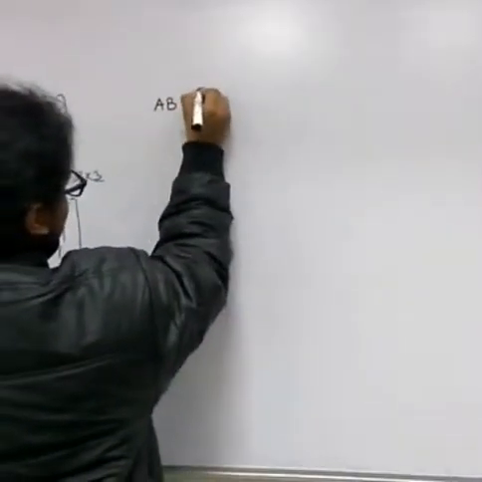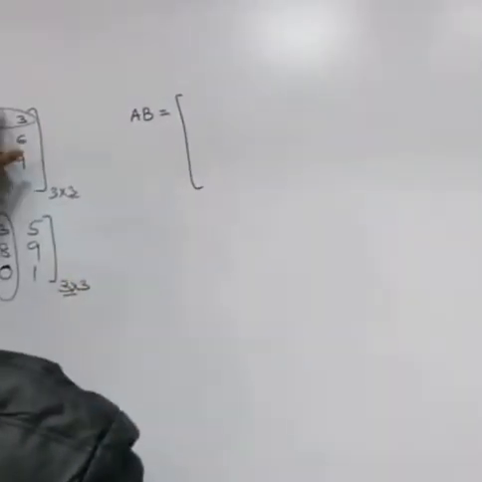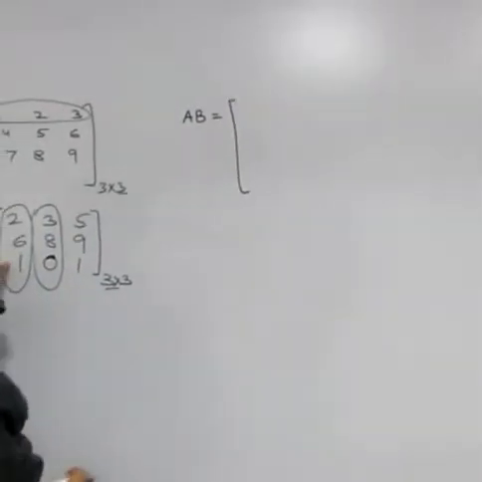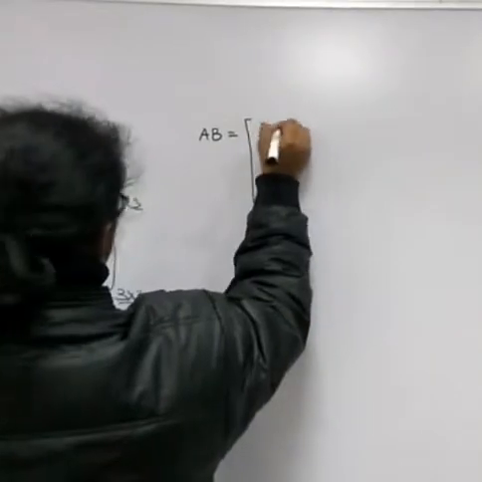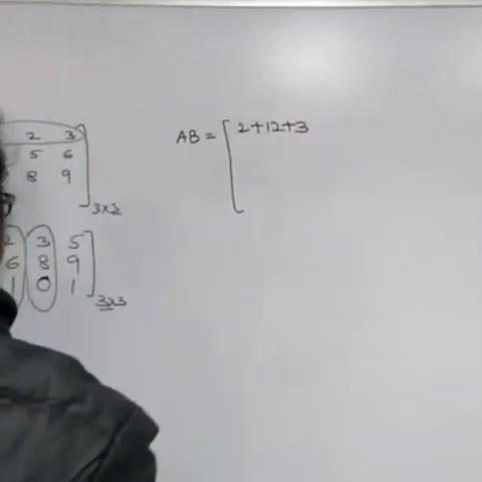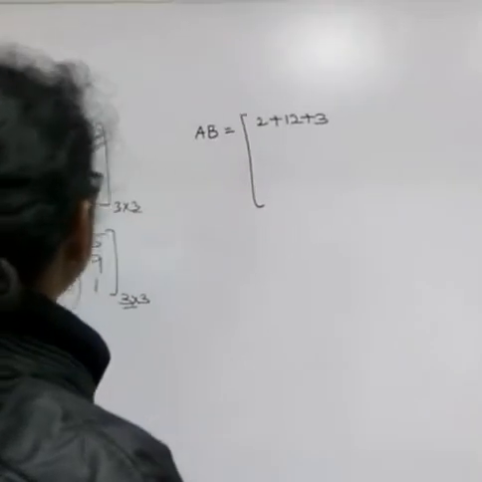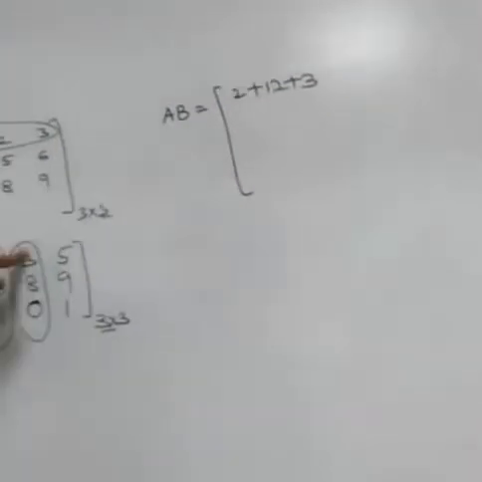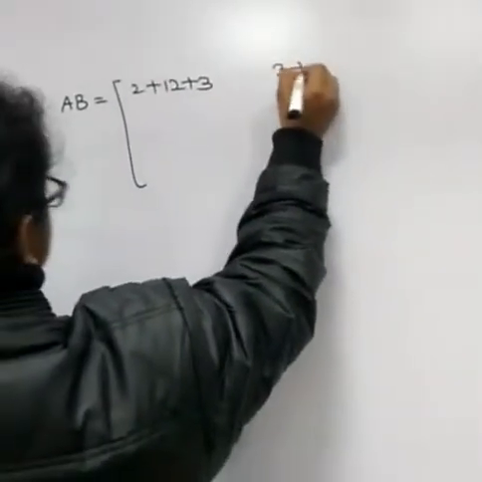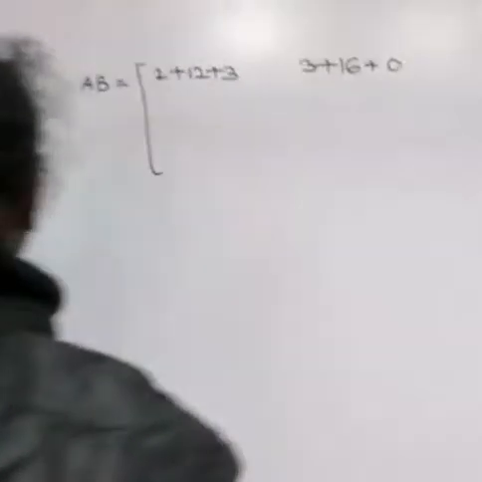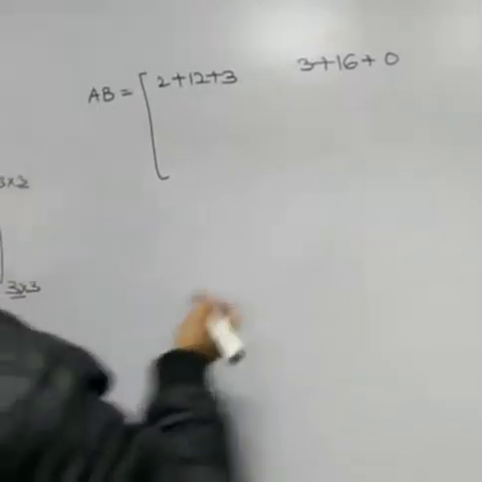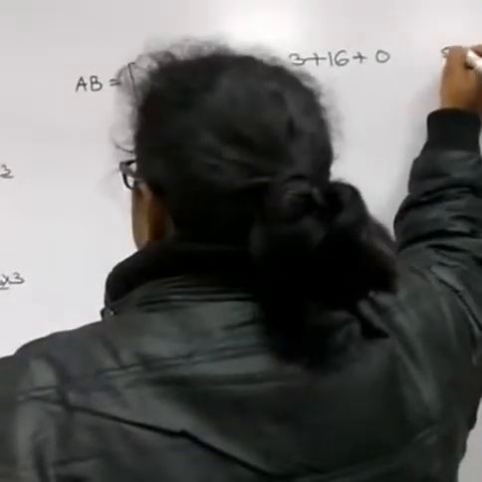For AB, the first element of the first row will be given by the sum of multiplication of first row elements to the corresponding first column elements. Similarly, the second element will be given by the sum of multiplication of corresponding elements of the first row and second column, 3 and 16 plus 0. And for the third element, we multiply the first row elements with the third column elements. So that's 5, 18.